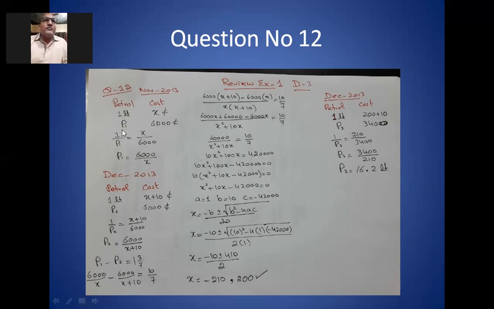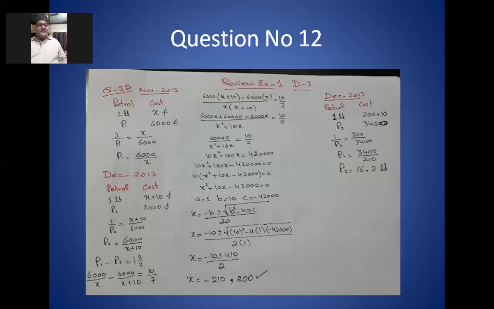Then I have converted that proportion into a fraction. 1 by P1, P means petrol, equals X divided by 6,000. So cross multiply and make P alone. So you will have P1 equals 6,000 divided by X. This is how you will find the amount of petrol which you can buy with $60.